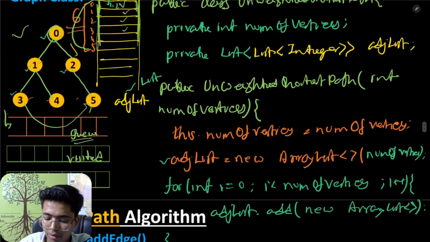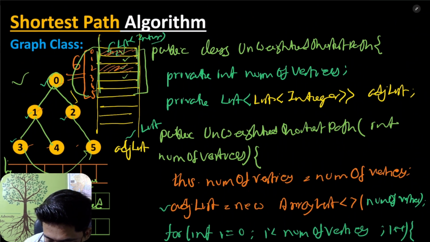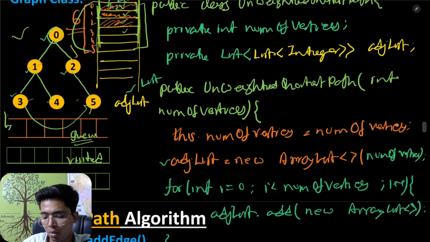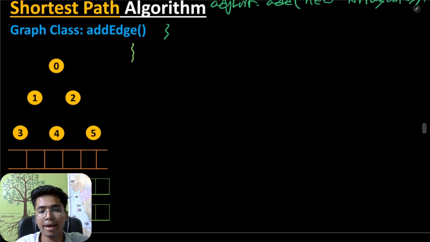So now we have closed the constructor. That means we have created this node, and this portion has been allocated. Those small segments that you can see here have been created. So now we'll be moving to the next section, that will be adding an edge, public void addEdge.